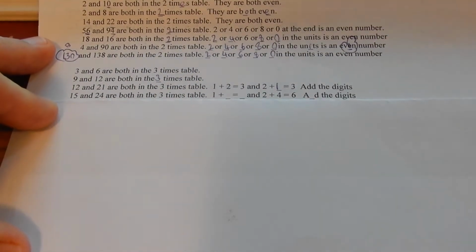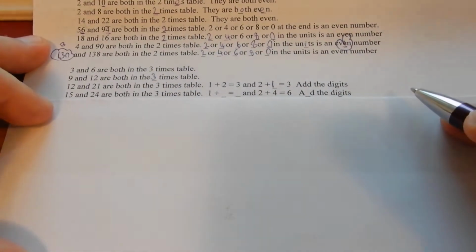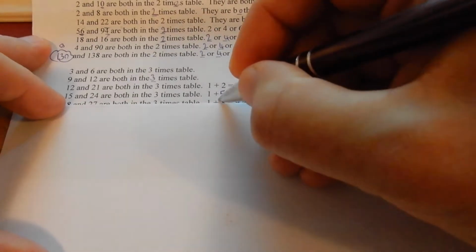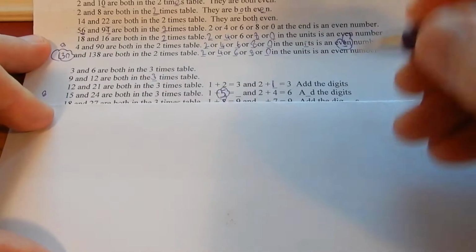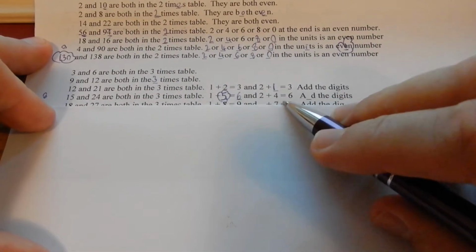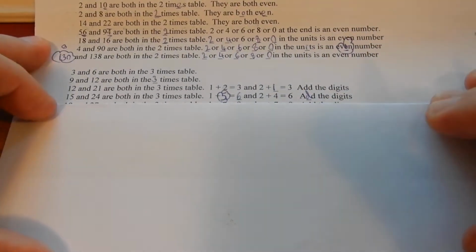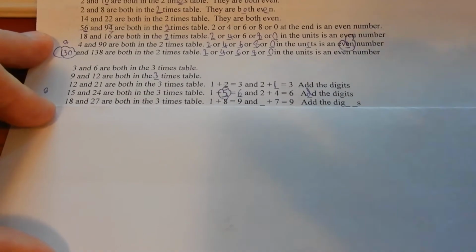So 15 and 24: 1 plus 5 is 6. 2 plus 4 is also 6. 1 plus 5 is 6, and 2 plus 4 equals 6. Add the digits, and then you can tell it's in the 3 times table.